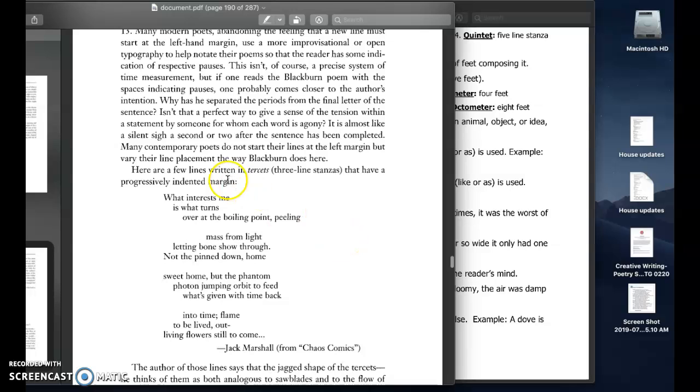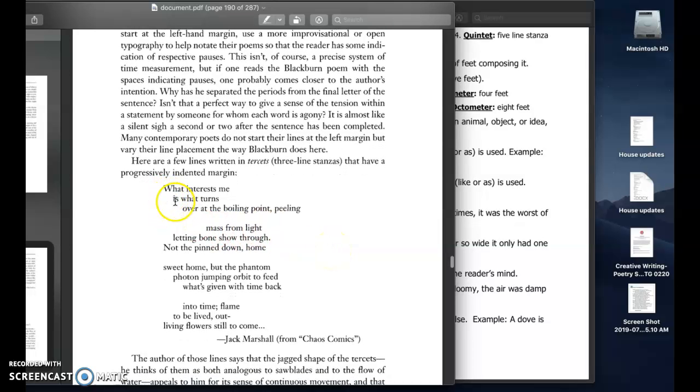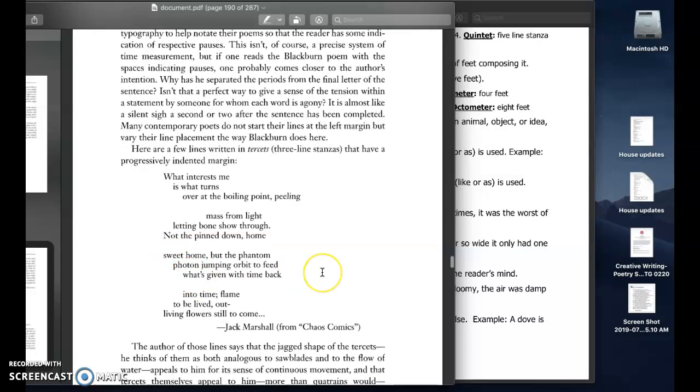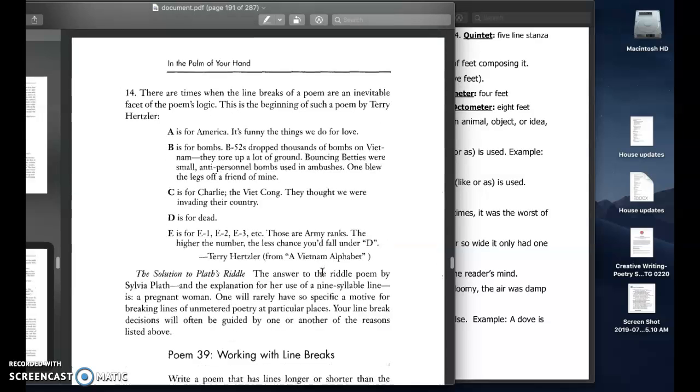So here, a few lines are written in what we call tercets, which are 3-line stanzas. "What interests me is what turns over at the boiling point, peeling mass from light." And they have this progressively indented margin to them, which is interesting.